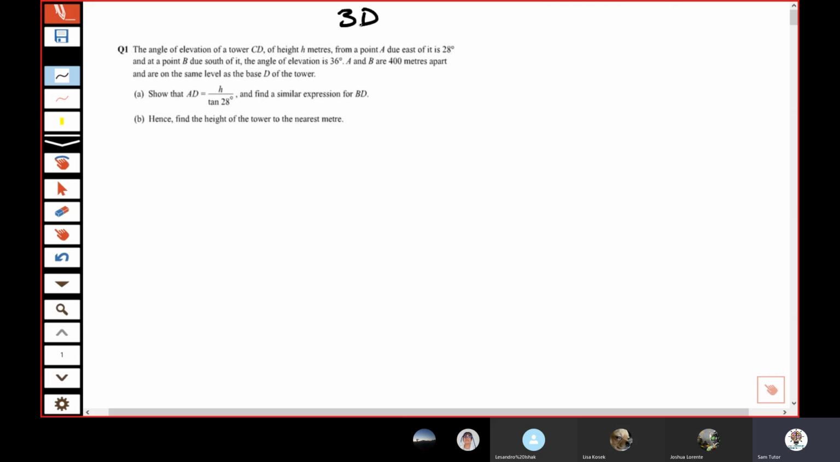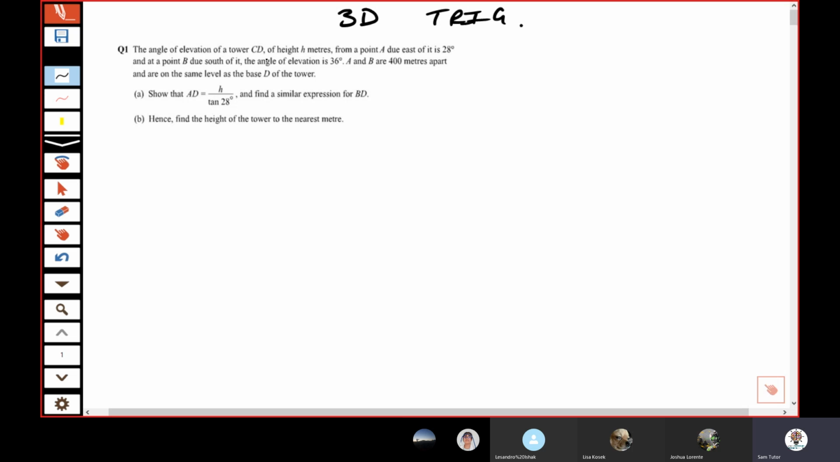So, 3D trig. The angle of elevation of a tower CD of height h meters from a point A due east of it is 28 degrees, and at a point B due south of it, the angle of elevation is 36 degrees. A and B are 400 meters apart and on the same level as base D of the tower. Whole lot of words, which sounds confusing.